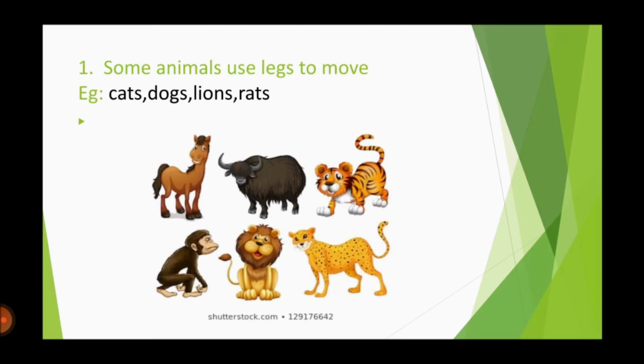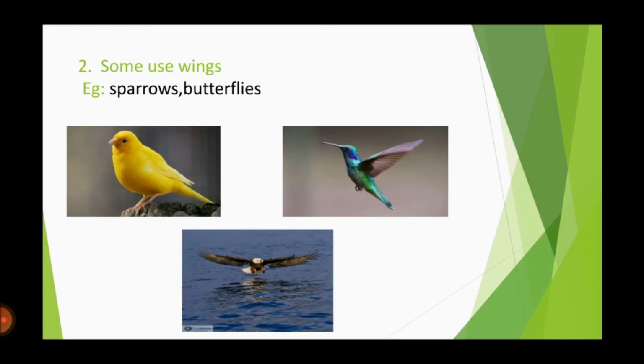Some animals use legs to move. Some animals have 4 legs, some have 2 legs. Some have very specific wings, some have fins. All those animals will come one by one in my lesson. First, we have cats, dogs, lions, and rats. All these animals having 4 legs can move here and there in search of food and water. Some use wings. Allah has given specific wings to all the birds, and they have specific colors. They can move here and there to search for food and to enjoy their lives.